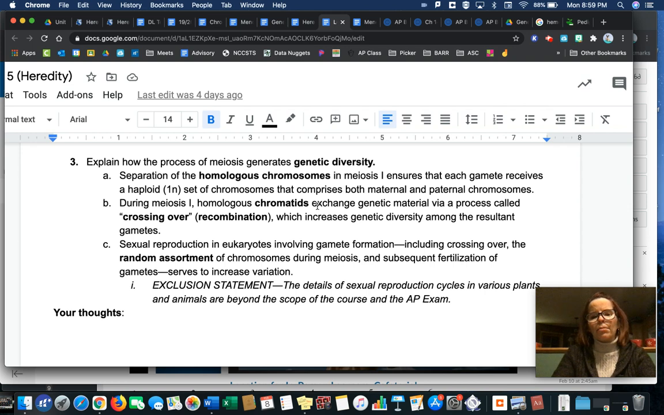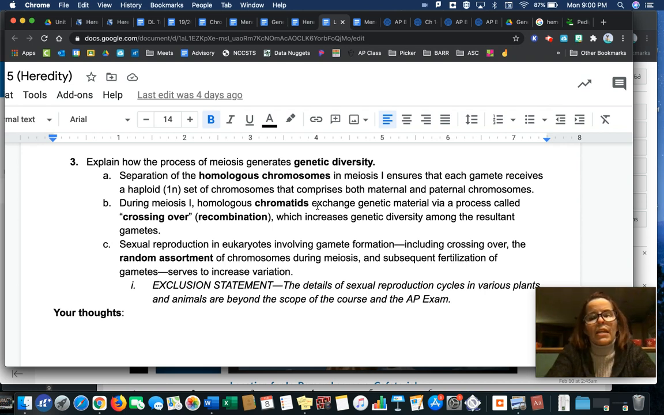So the first thing it says, separation of the homologous chromosomes in meiosis 1, so them being pulled apart from their partners, ensures that each gamete receives a haploid set of chromosomes that comprises both maternal and paternal chromosomes. So what that means is Mendel's law of segregation says that they can line up on either side and be separated from each other. So you're not always getting mom's chromosomes on one side and dad's chromosomes on the other.